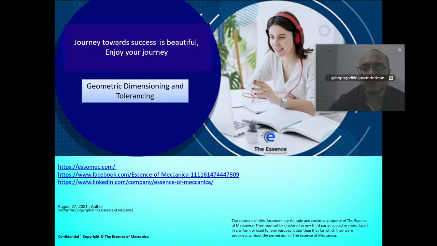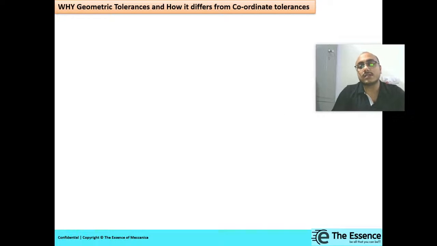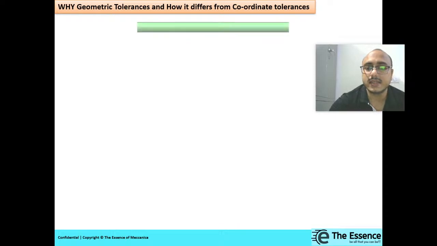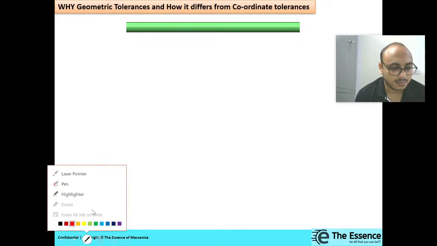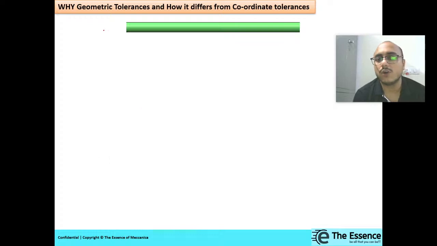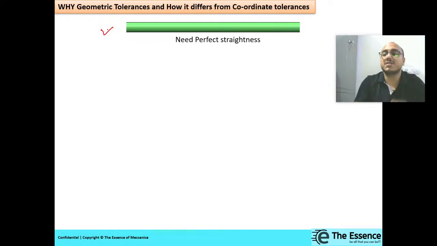So today's topic is why we need geometric dimensioning and tolerancing, and how we use them. So let's start now. Why are geometric tolerances required? Yesterday we saw that, but I will repeat it again. Suppose I want to manufacture a rod, and I send a drawing with a diameter and length to the manufacturer, and he manufactures it. And what I say in a conversation to that manufacturer is, I need it perfectly straight. Perfect straightness is required, but there is no such definition of perfect straightness, right?